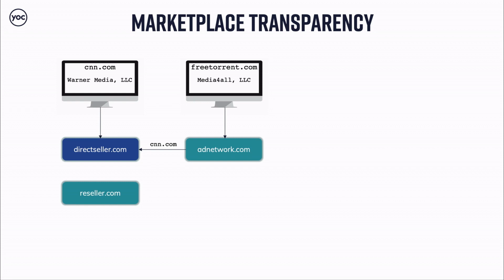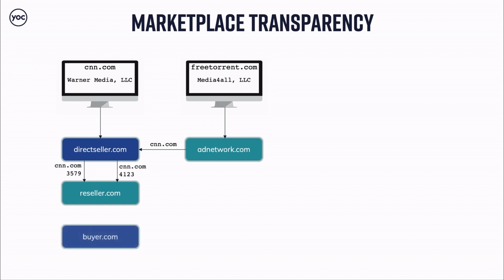Both requests received from cnn.com and freetorrent.com are passed by the direct seller to the reseller. They don't know that the second request was spoofed by the ad network, and to the reseller they look the same, only with the difference that the publisher ID is different. In the first case it's 3579, and in the second case it's 4123, which is associated by the direct seller with the ad network that they work with.